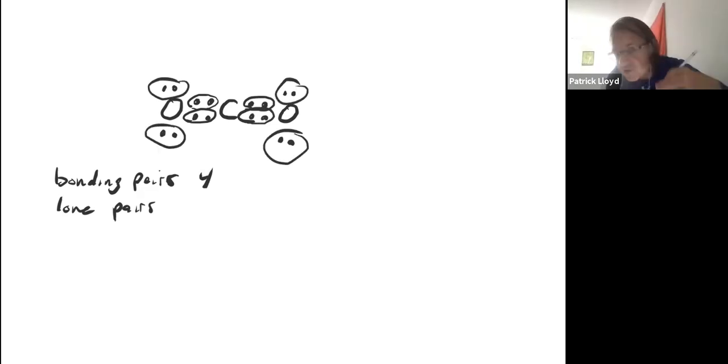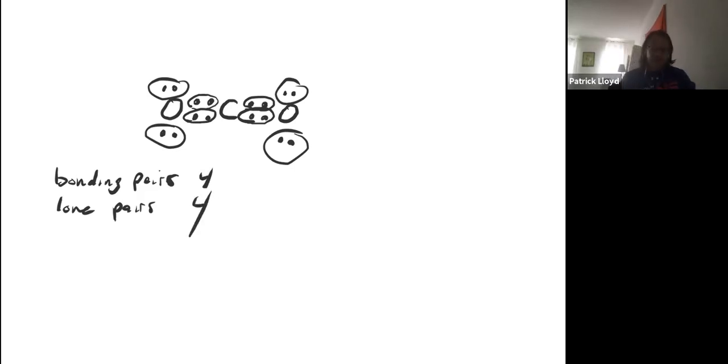Remember, the lone pairs are the ones that are only on one atom. If they're in between the atoms, it's a bonding pair. Okay? So, you can go through the arithmetic. How many electrons is it? It's probably 16, right? 2, 4, 6, 8, 10, 12, 14, 16 electrons. Okay? We'll get into the Lewis structures later.